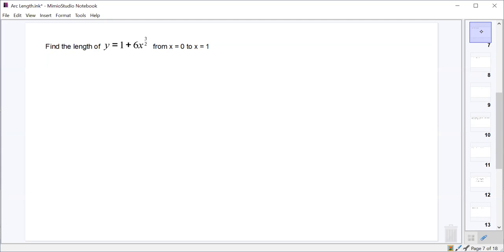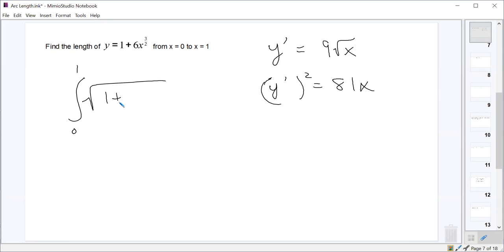All right. Let's see if we can do another one. We're going to find the length of y equals 1 plus 6x to the 3/2 from x equals 0 to x equals 1. So first off, we're going to need to figure out what is y prime. And what is y prime? 9 root x. Should just be 9 root x. And so what's y prime squared? It should just be 81x. So we integrate from 0 to 1, the square root of 1 plus 81x dx. Easy enough.